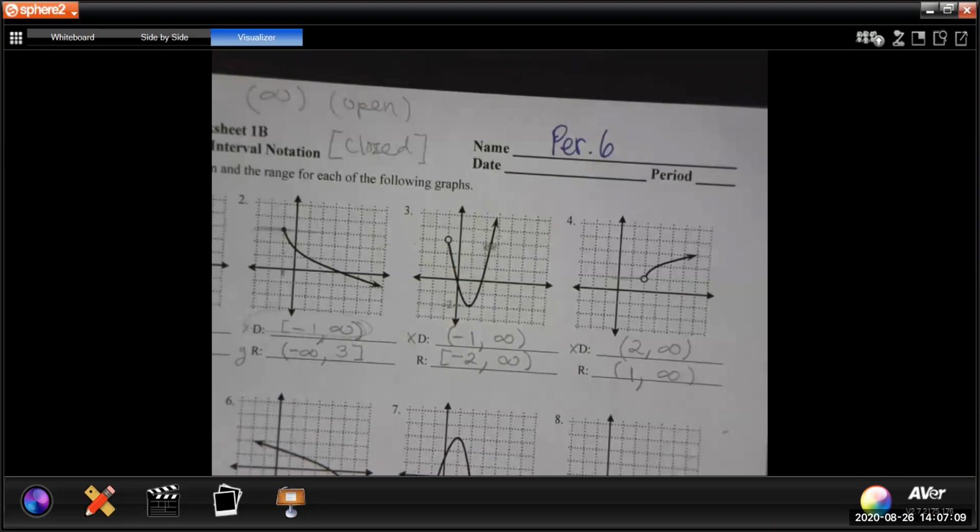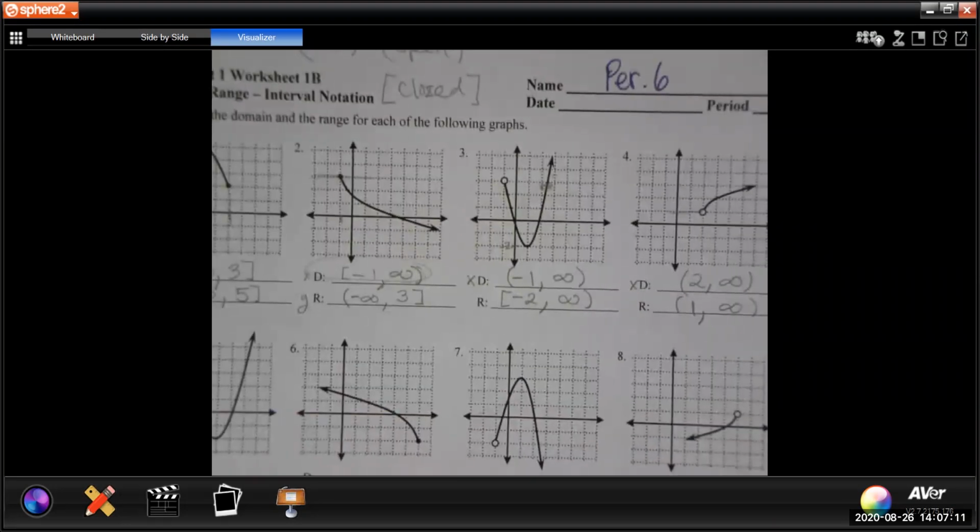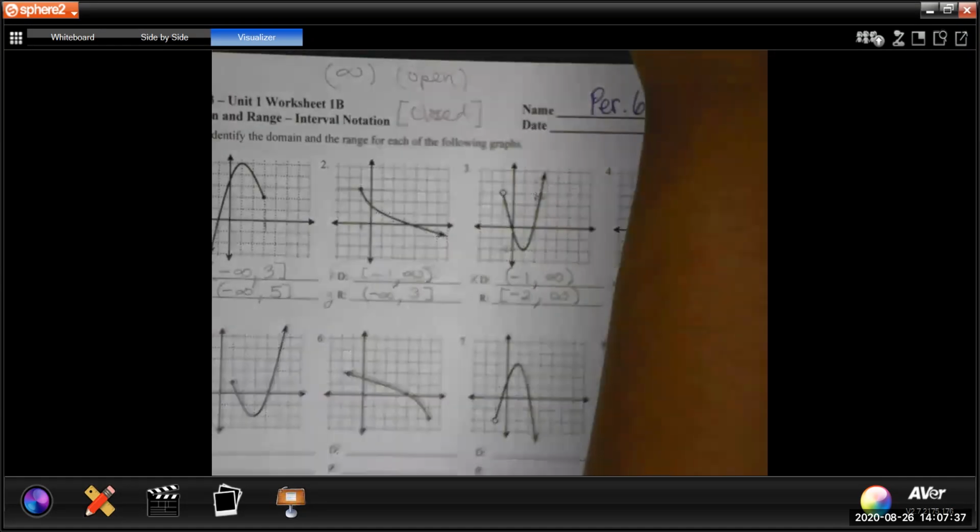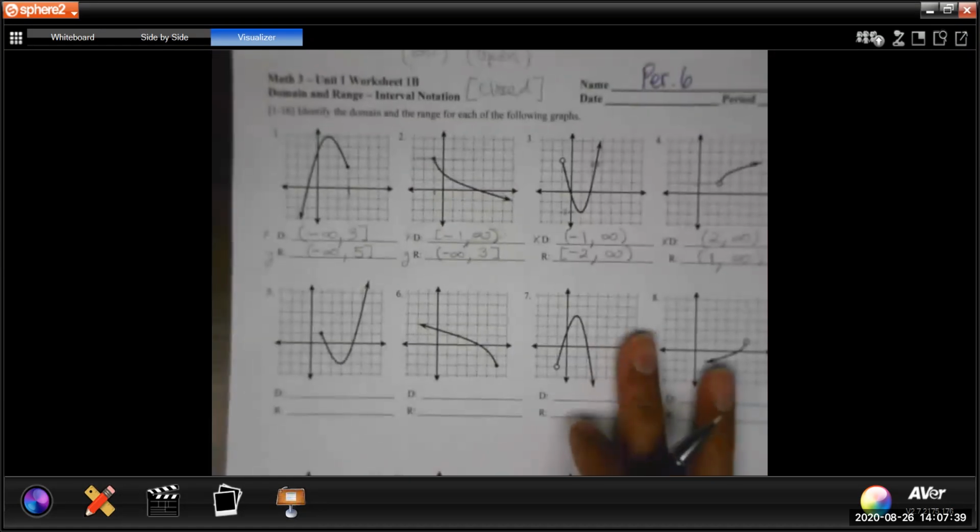Okay, I'm going to have you guys try number 5 on your own. Can you move it so I can see number 5? Because I think I have the wrong bracket. Can you move the paper over just a little bit so I can see number 5 on your screen? Yeah. Thank you.